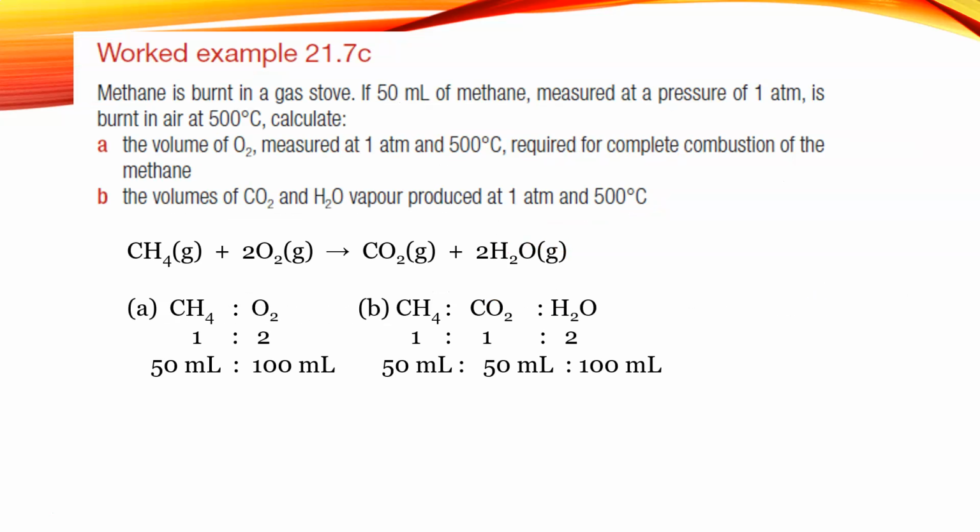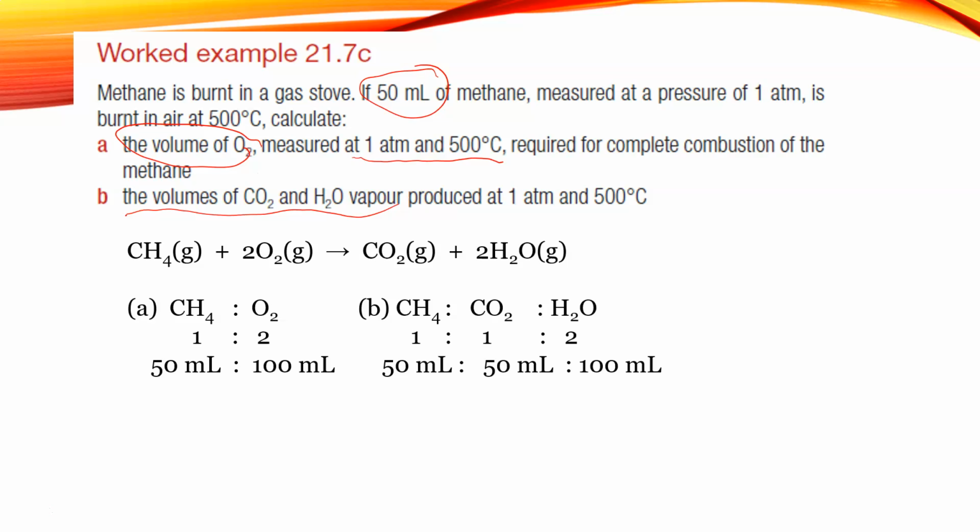So let's look at an example here. So we've got some methane being burnt in a gas stove. We've got 50 ml of methane. Where's the pressure? There's the temperature. We are being asked for the volume of O2. Notice it's the same temperature and pressure. So they haven't explicitly said constant temperature and pressure. They've given it to you with the numbers. And then the second one is asking for the volumes of carbon dioxide and water.